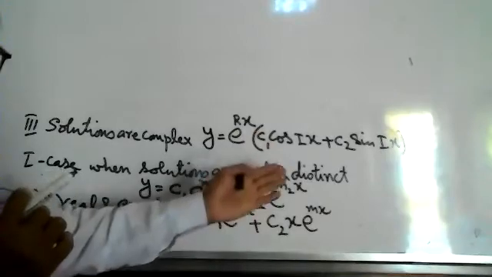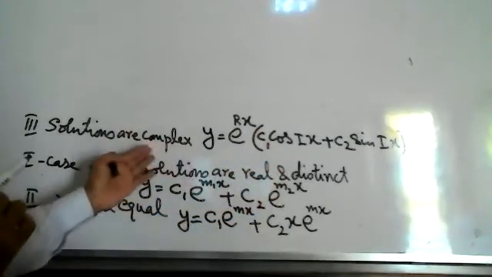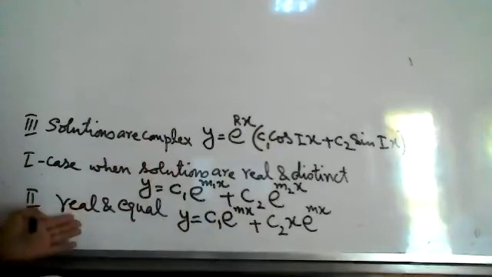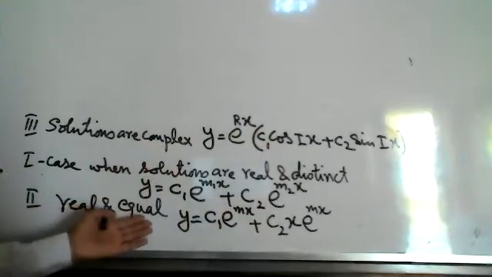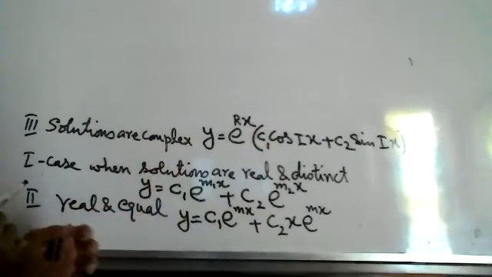If the imaginary part is absent and only the real part is there in the complex number, then that will be the case of real and equal.